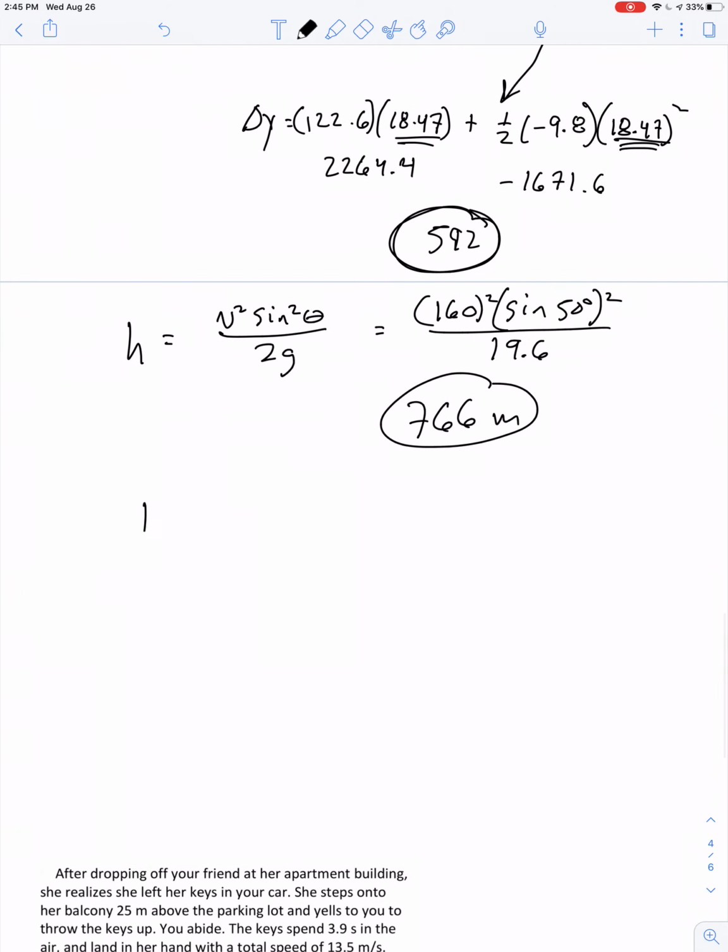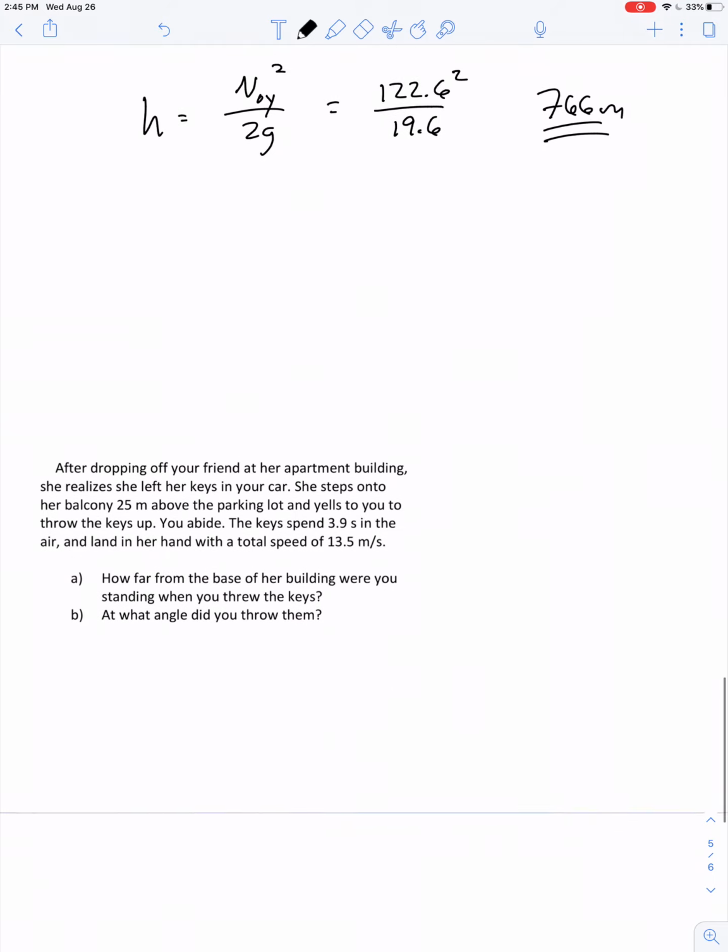Hey, let's double check that. We could also just take the initial vertical speed, square it, and divide it by 2g. So 122.6 squared over 19.6. Yep, that gives me the same answer, 766 meters. Okay, so moving on to the next problem.